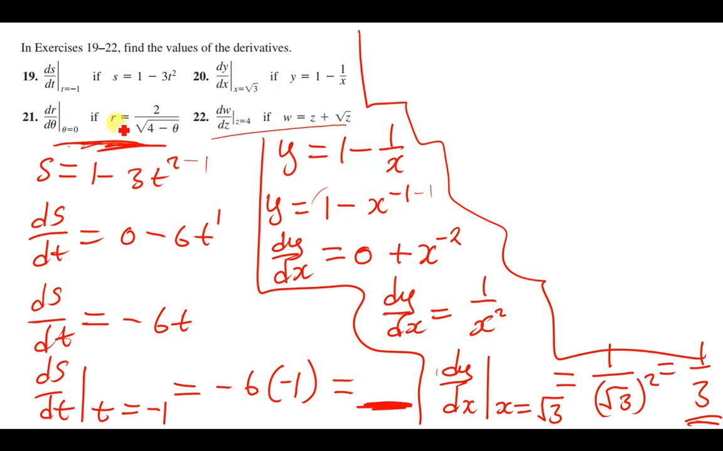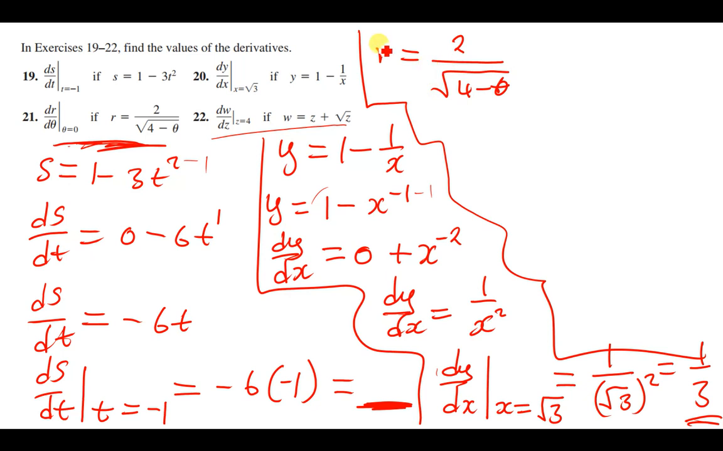Okay, so let's do this one. This is question 21. We've been asked to find dr/d theta when theta is equal to 0 of this expression. The expression for r is given as 2 over the square root of 4 minus theta. So this is the expression for r.